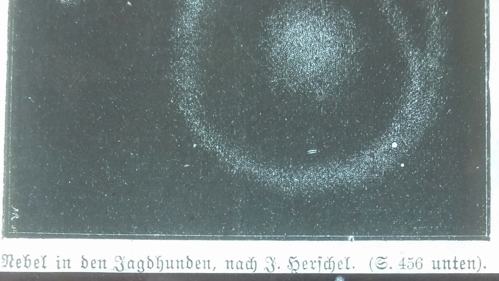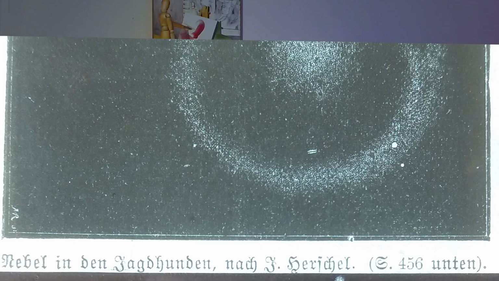My second mistake was another one that led me in the wrong direction. I misread the first letter on the slide's description as an R when it should have been an N. Therefore, I wasn't looking for a rebel in the hunting dogs, but a Nebel, which is German for nebula. Or fog, but nebula obviously makes more sense.